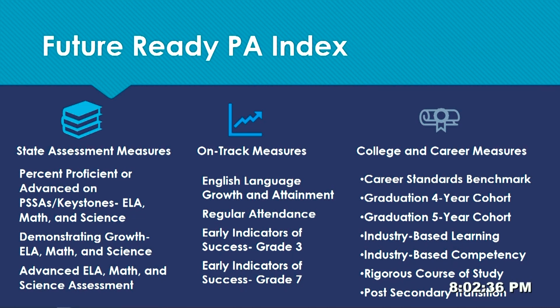The other section of the site also talks about on-track measures, specifically for English language arts growth, English language growth and attainment, looking at regular attendance. They want to look at early indicators of success for grade 3, and that's for reading, and then early indicators of success for grade 7 for mathematics. There's also a section labeled college and career measures. They really look at career standards benchmarking. There's a 4-year cohort for graduation, a 5-year cohort for graduation, some information about industry-based learning, industry-based competencies, whether or not there's a rigorous course of study, and post-secondary transition.